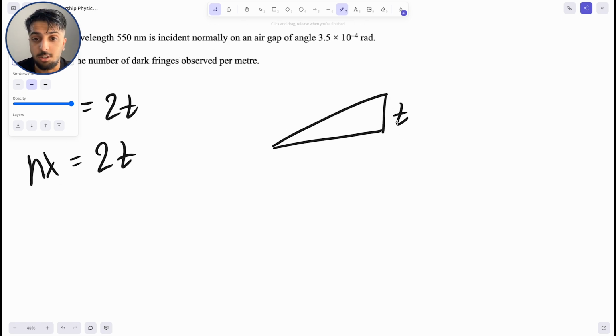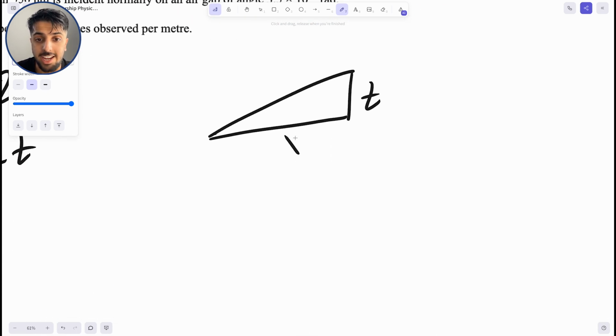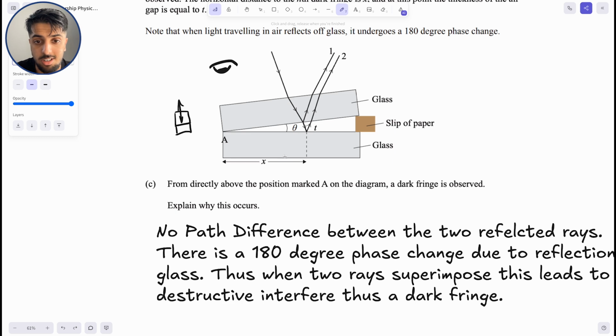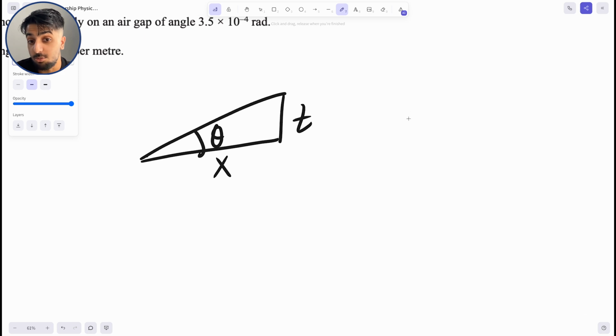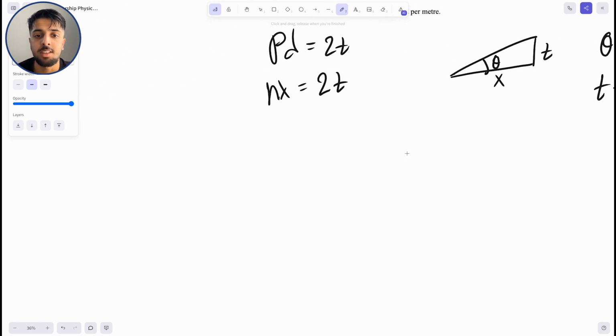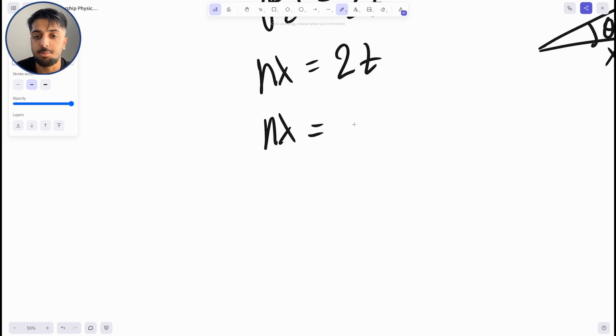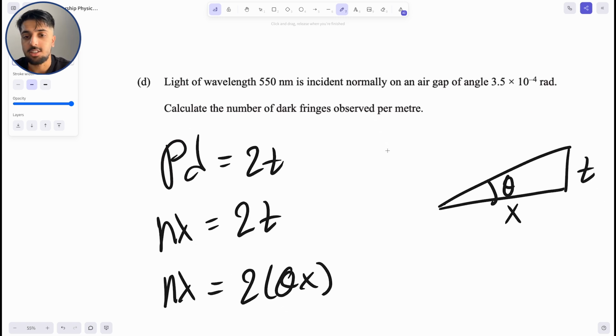And so that is going to be our t, right? That's going to be this distance right there. And that is our x, which is this distance right here. And we have our theta angle right there. And so the small angle approximation is our theta is equal to t over x, right? And therefore our t is equal to theta x, right? And so we can take that, and now we know that our path difference, n lambda, is equal to 2 theta x. Now we know that our n is where we have our fringes, like that's the order of our fringes, and x is actually the per meter part.